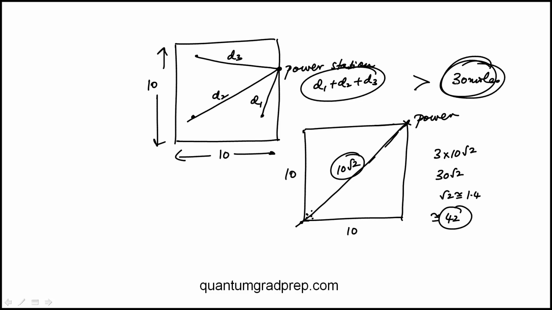Now the question is, could it be less than 30 miles, the distances? Yeah, I guess if the power station is here and they are at this end, very close here, we'll definitely get much less than 30 miles. Note this is 10 miles. You could put it 1 mile here, 1 mile here, 1 mile here. So that would be just 3 miles.